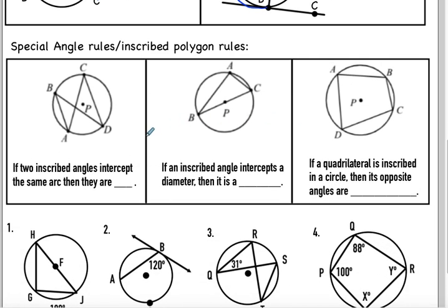Here are some special angle rules that involve inscribed polygons. Here we have an inscribed triangle and an inscribed angle here. If two inscribed angles intercept the same arc, then they are congruent. So this angle and this angle are congruent because they're both intercepting arc AD. Each of them would be half of that arc AD, so that makes them equal to each other.